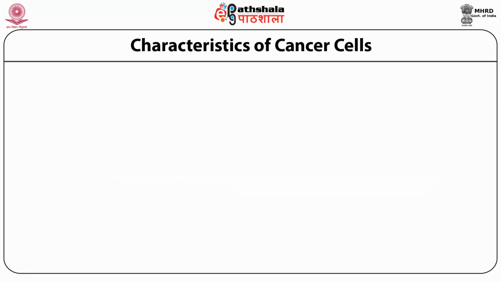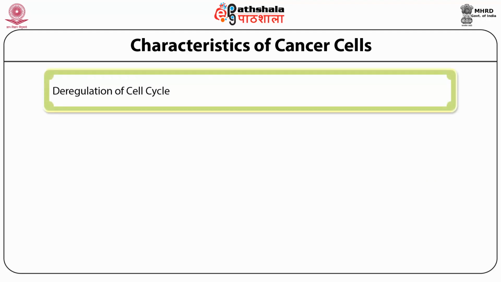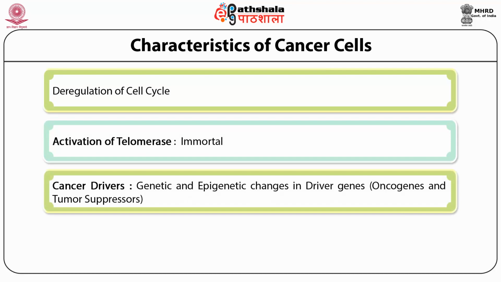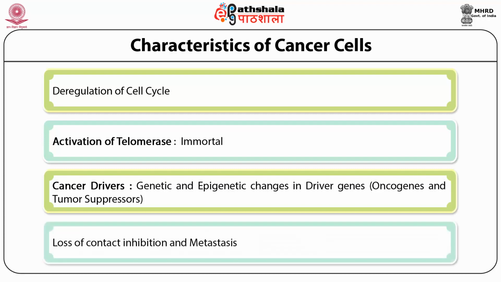This slide shows the basic characteristics of the cancer cell, which includes deregulation of the cell cycle, activation of the telomerase leading to immortalization, the genetic and the epigenetic alterations leading to increased cellular proliferation, and most importantly, the loss of contact inhibition leading to metastasis and spread of the cancer.